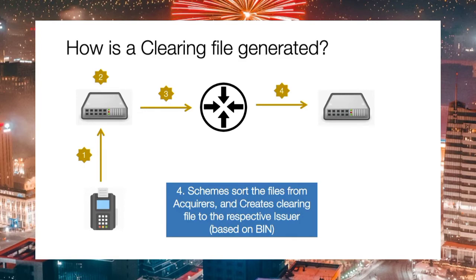Schemes sort these files that are received from various acquirers and create a final clearing file and send it to the issuer. In this process, schemes also compute interchange fee and various other fees and pass them along in the clearing file, because the clearing file actually contains the final transaction amount. It also provides services like currency conversion, etc. as add-on services to the various members.